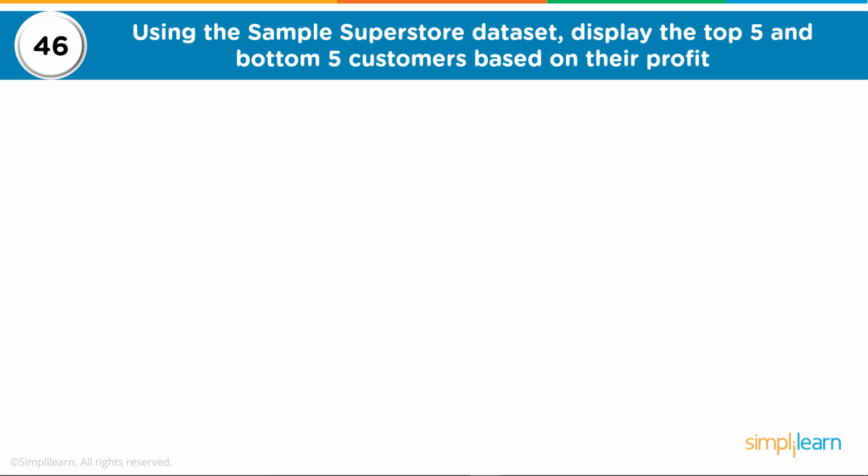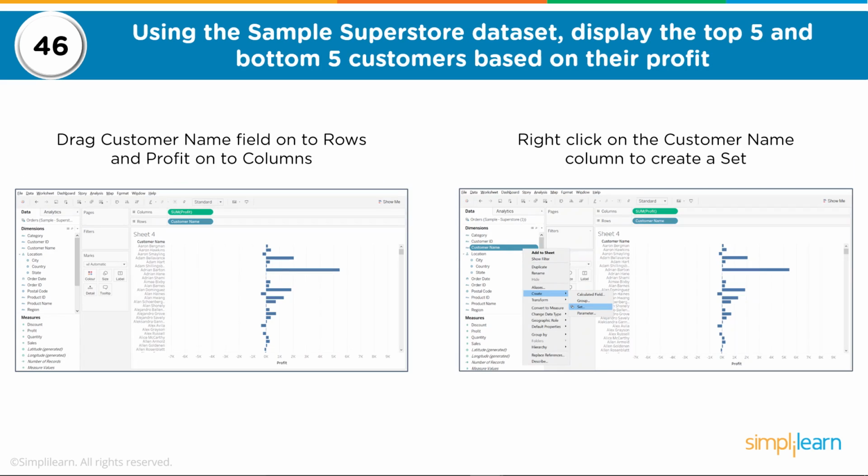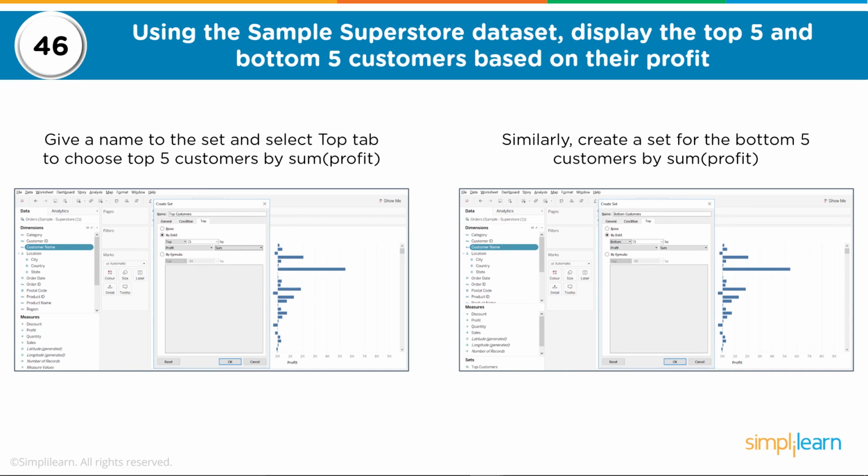Using the sample Superstore dataset, display the top 5 and bottom 5 customers based on their profit. So you start by dragging the customer name field onto rows and profit on columns. Right-click on the customer name column to create a set. Give a name to the set and select Top tab to choose top 5 customers by sum of profit.